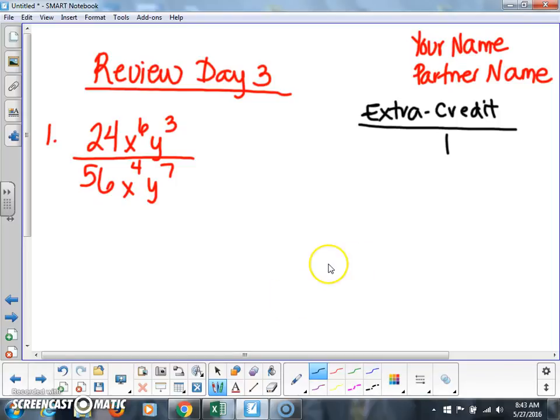Hello class, so we're on review day 3, and what we're going to do is review how to simplify rational expressions. We're going to learn how to multiply, divide, add, and subtract rationals. You already learned how to do this, so it's basically a review.